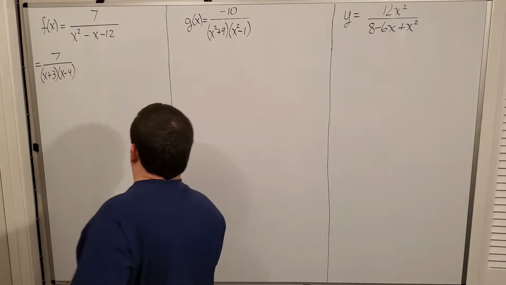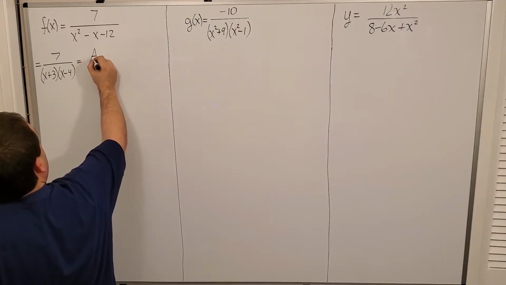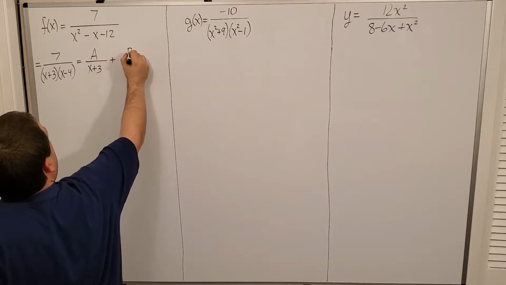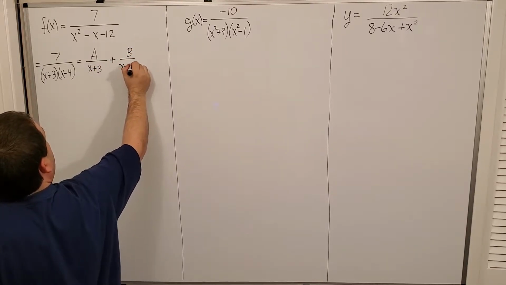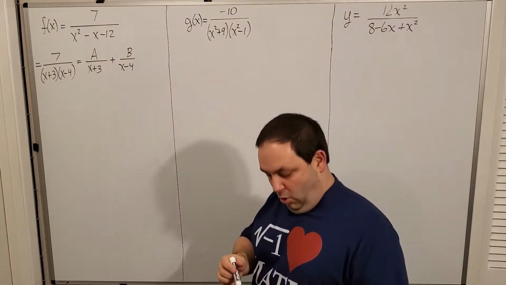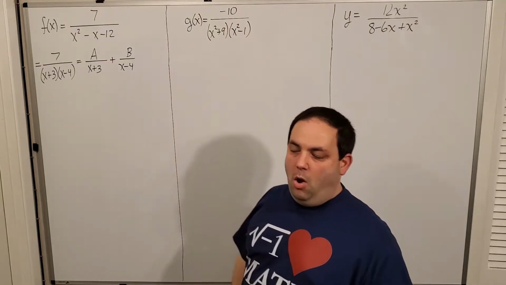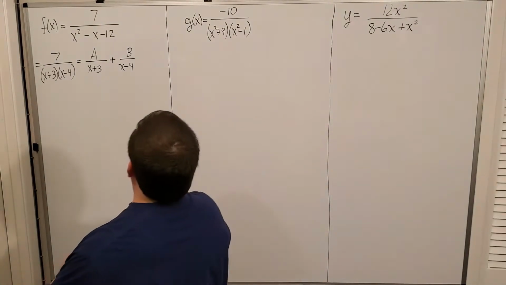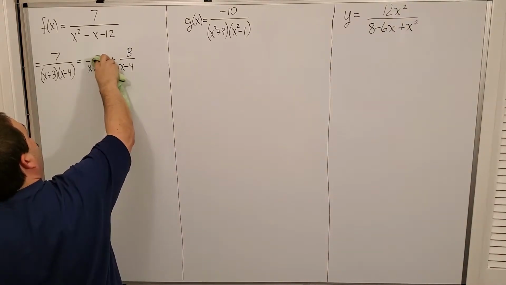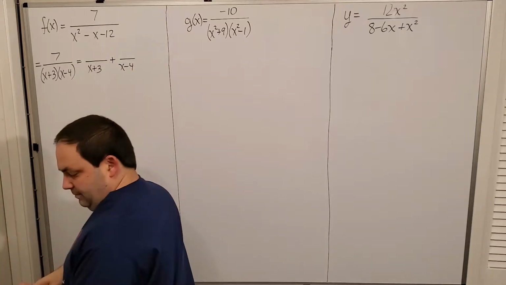And as you're hopefully familiar at this point, I can factor this into something over x plus 3 plus something over x minus 4. And then we go through our method of partial fractions to determine what the a and the b are. Well, in this case, the a and b both come out to be 1, but one of them is negative and one of them is positive.